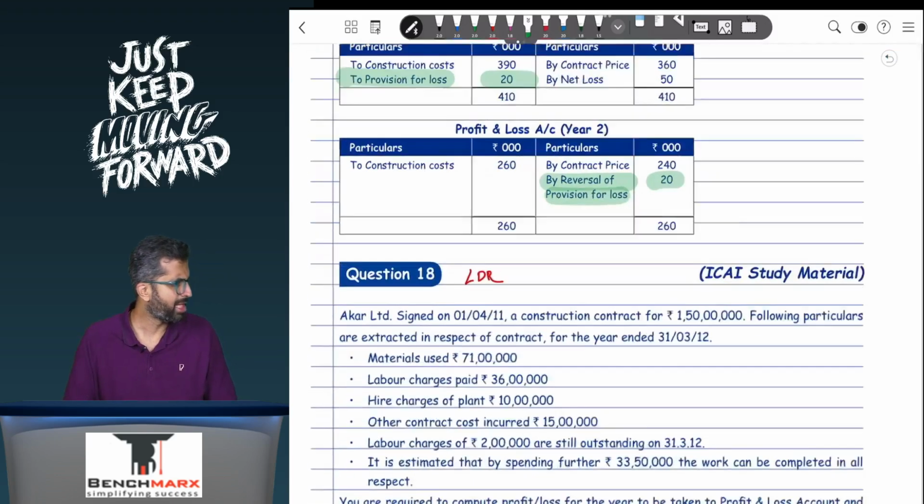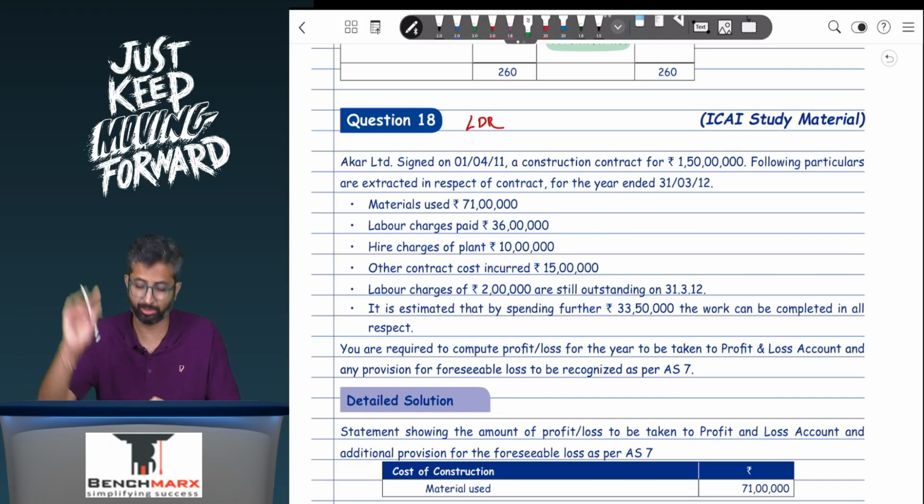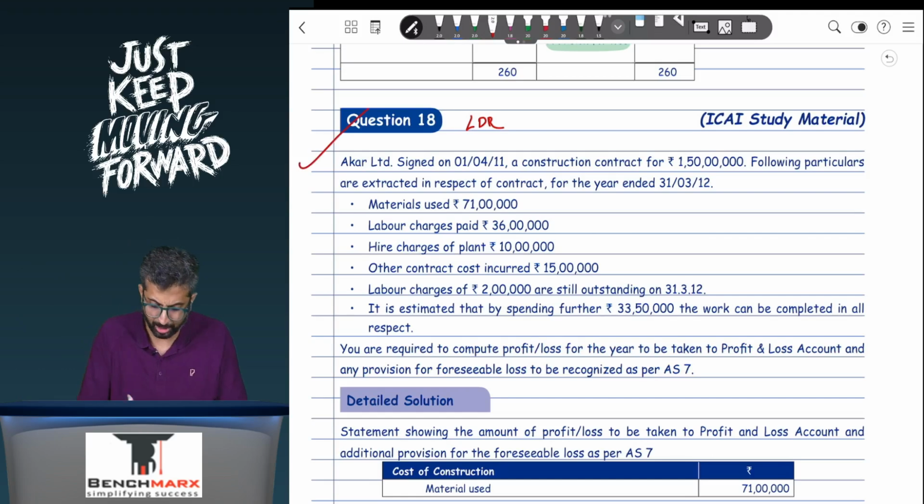Okay. And then you go to 18. 18 is a slight improvisation over an earlier question, number 10 or 11 I think we have done. 19 we have already covered. So this is probably your last question for this chapter.